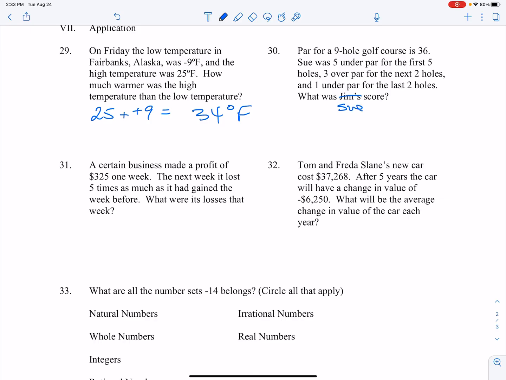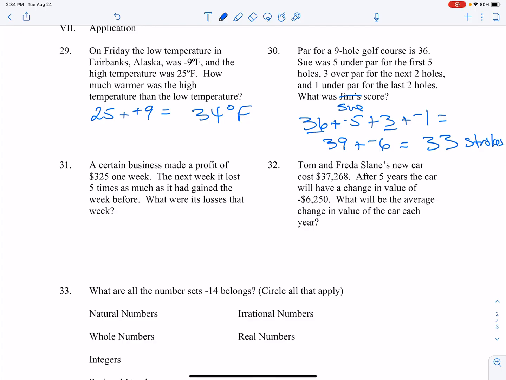So what we do with this, we start with 36, and it says Sue was 5 under par for the first 5 holes, so that's plus negative 5. 3 over par for the next 2 holes, so that's plus 3. 1 under par for the last 2 holes. What was the score? So we just add it all together. So you get 36 and 3 gives you 39. You got a negative 5 and a negative 1, which gives you a negative 6. You put that together, you get 33. And this one should be 33 strokes.